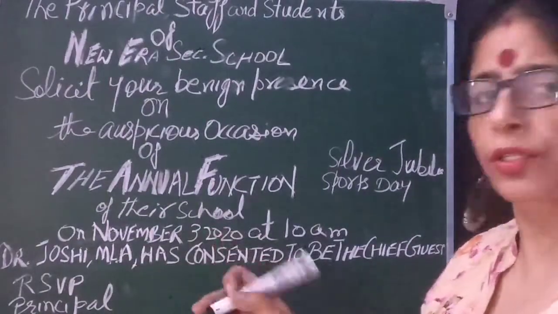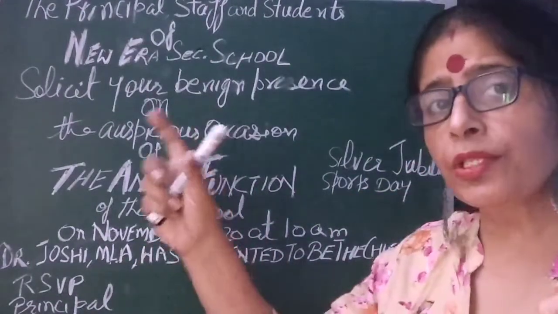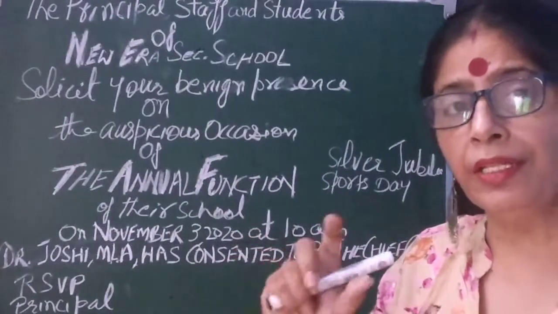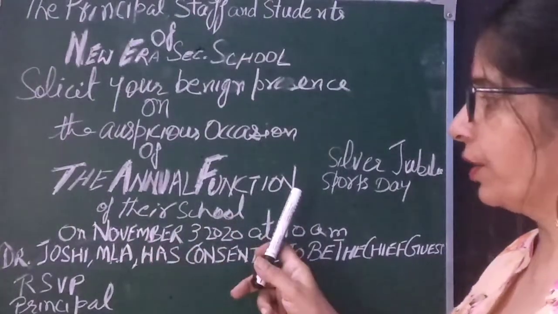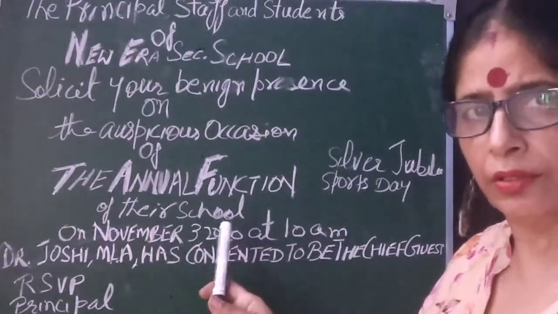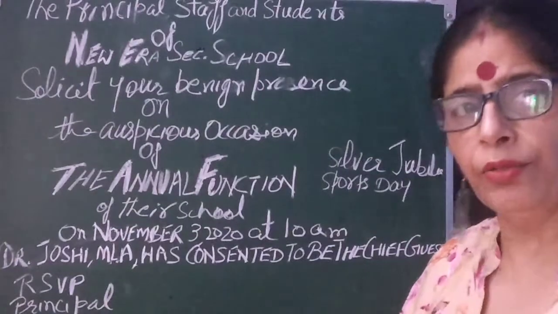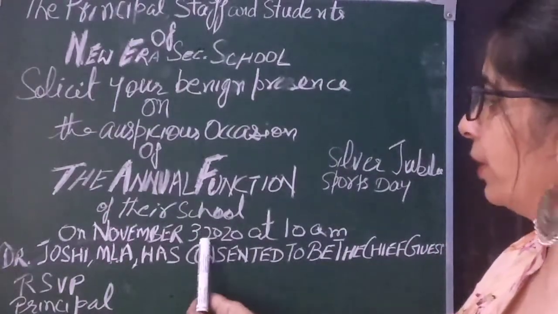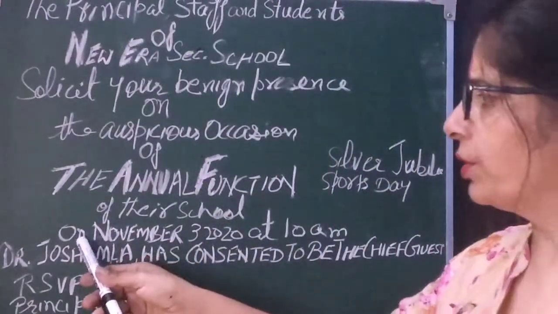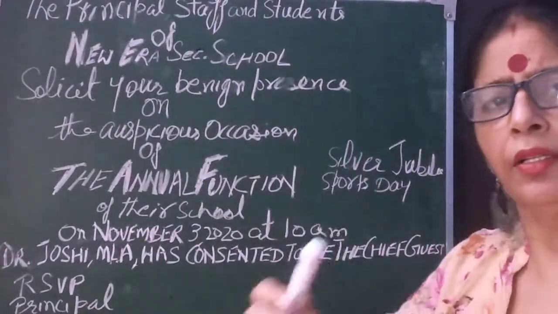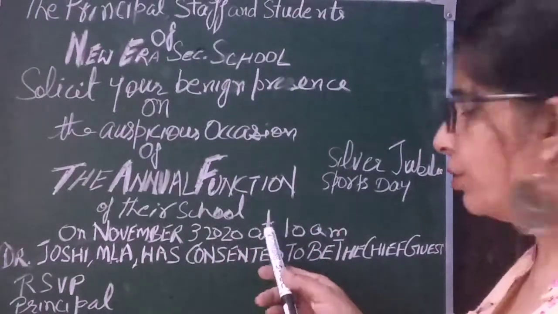Now the annual function should be in capitals, should be prominent, everybody should be able to read it. School's name and the function should be readable. It should be very very prominent. So the auspicious occasion of the annual function of their school. You have to write of their school. Again you have to write date, place, venue, time, everything. On November 3, 2020. Now when you are taking a full page, you can even separate out this on. Write down this on and then the rest of the things in the next line. November 3, 2020. Again, at also you can separate out.